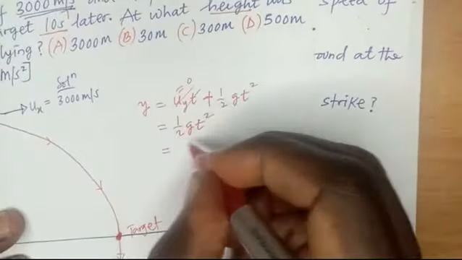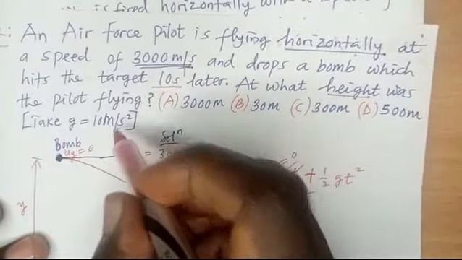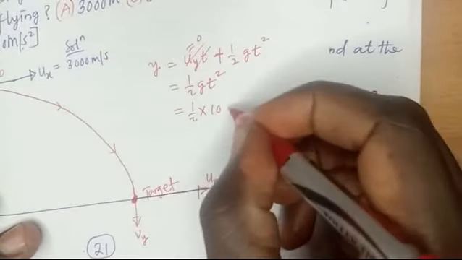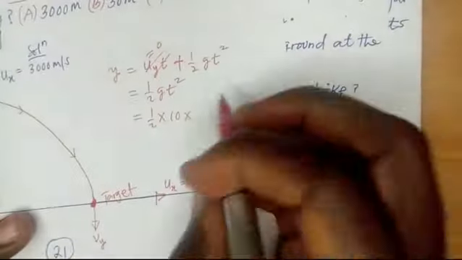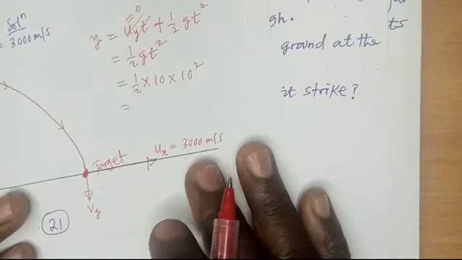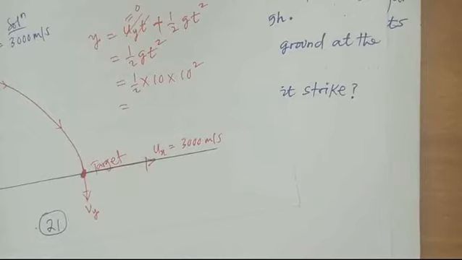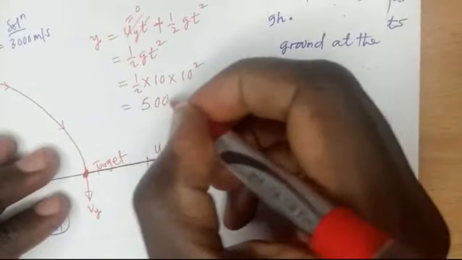Now this is equal to half times, they say take g as 10 meters per second squared, so we are taking this as 10 times t, the time of flight, 10 seconds, so we have 10 squared. We know that this half is 0.5, so we press 0.5 multiplied by 10 multiplied by 10 squared, and this will give us 500. So we have 500 meters.